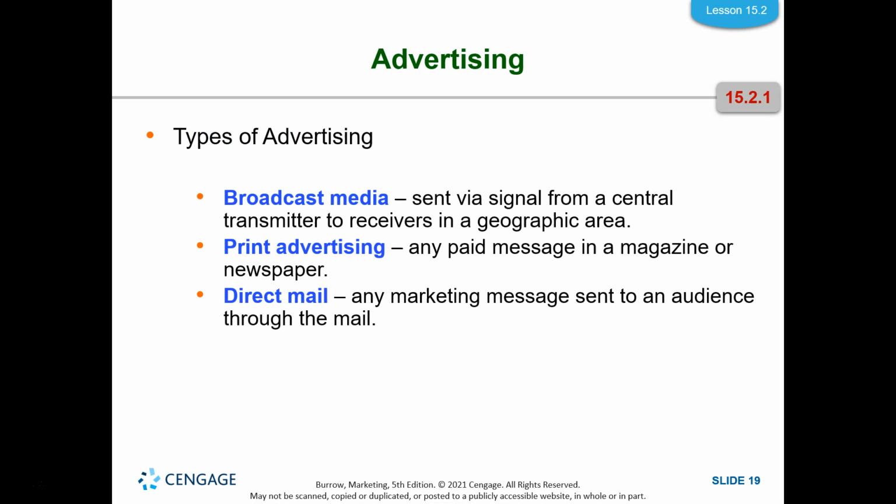Here are the types of advertising. So we have 3. Broadcast media, and the definition of that is it's sent via a signal from a central transmitter to receivers in a geographic area. That could be radio or TV. Print advertising is any paid message in a magazine or a newspaper. And direct mail is any marketing message sent to an audience through the mail.